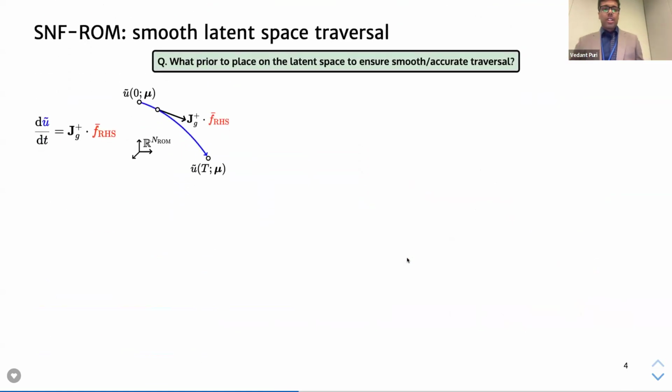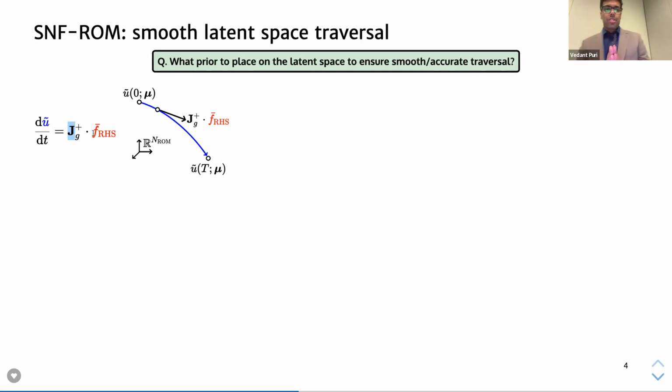Now the question we are looking at is what prior to place on the latent space to ensure that the traversal in the online solve is accurate and smooth. So let's look at the reduced equation. This is du dt equals J pseudo inverse F. We have no control over F. It is the RHS evaluated at a bunch of hyper-reduced points, collocation points, I should say. And J is going to be the Jacobian of the ROM ansatz. Right, so we don't have much control over J or F, and neither do we want that.